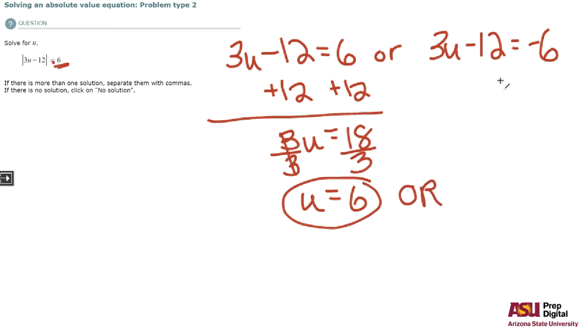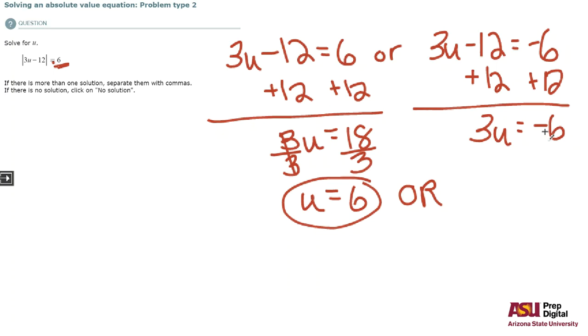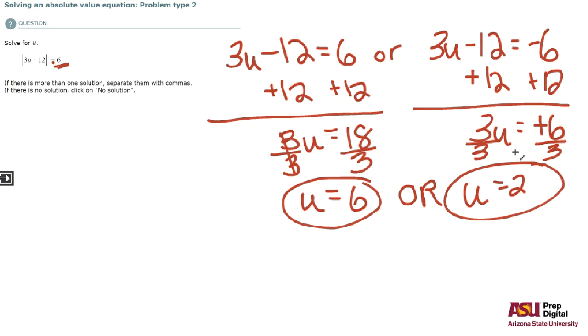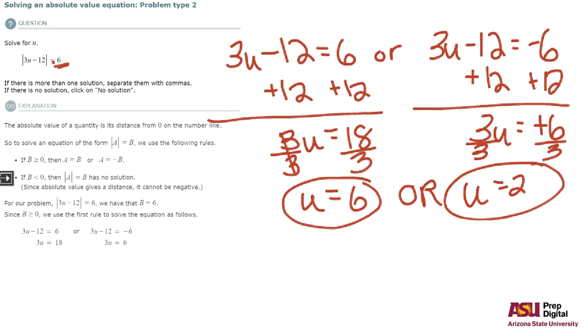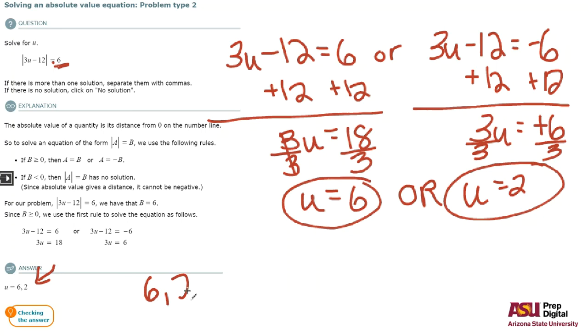Or I'm going to add 12 over here. But when I add 12 to negative 6, that gives me positive 6. So then when I divide by 3, I get u is equal to 2. So in this case, we do have two possible answers. It did say separate your answers with a comma, so 6, 2.